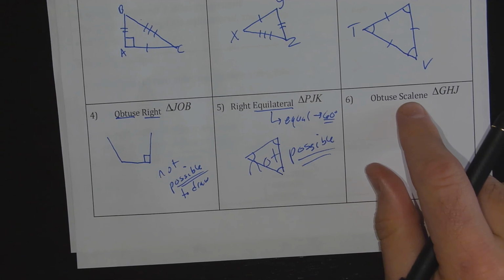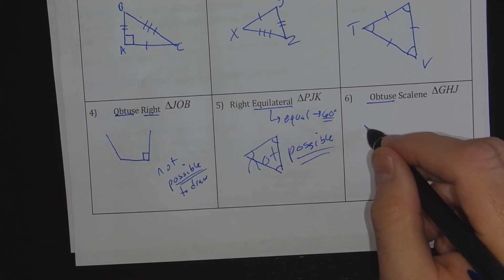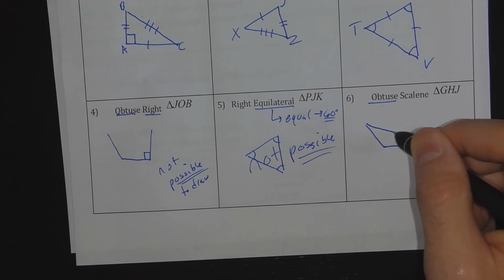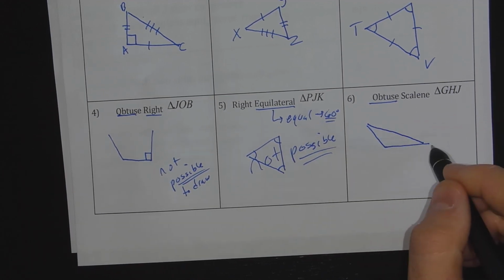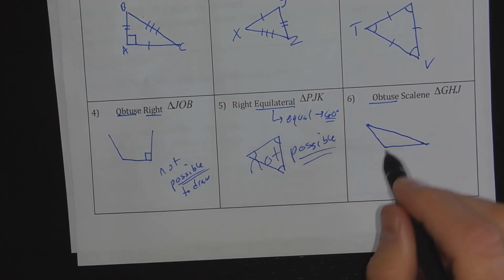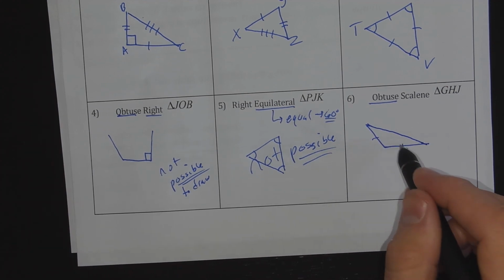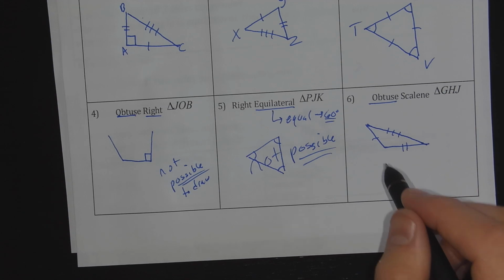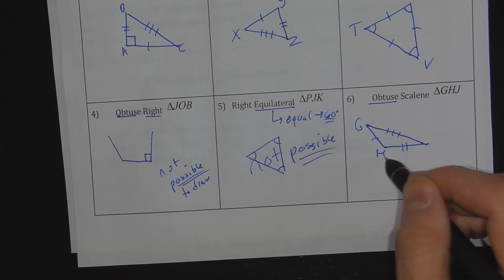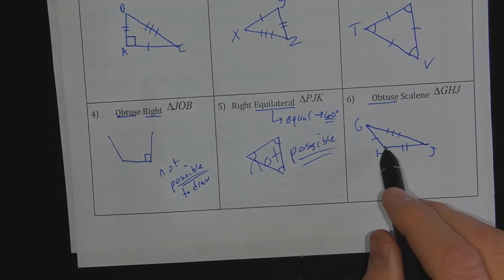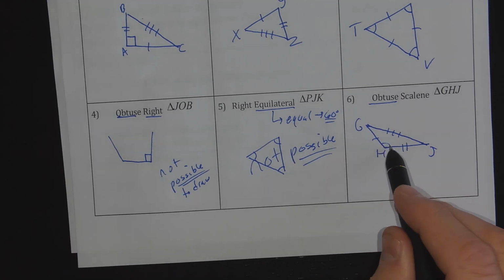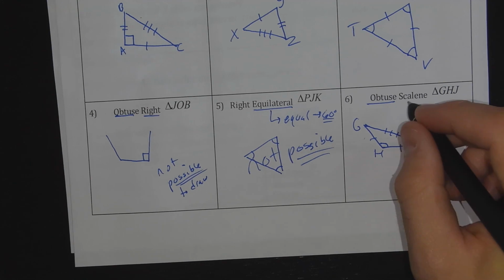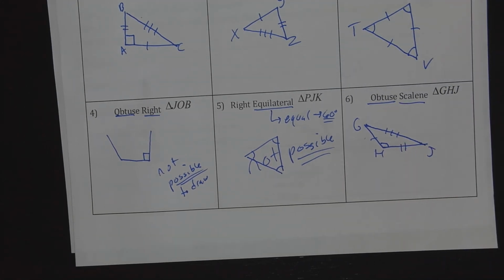Last one, obtuse scalene. Obtuse triangles and scalene triangles can be drawn at the exact same time. So draw an obtuse angle. Make sure the two sides are different lengths. So 1, 2, and 3 tick marks. Call it GHJ. And we have made our obtuse angle right here. That's our obtuse angle at H. And these three sides are different. So therefore, we have an obtuse scalene triangle.